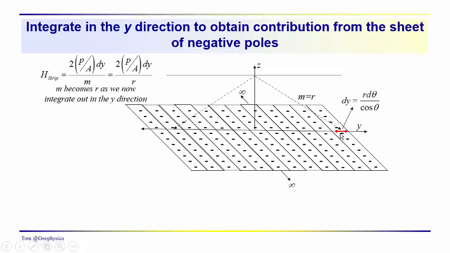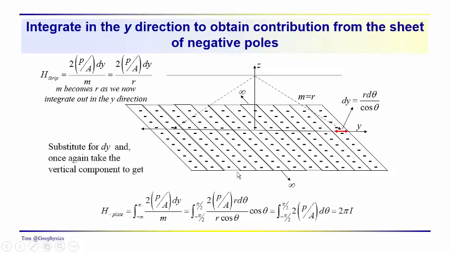So just like we did, we can substitute for dy. dy is going to be r d theta over the cosine of theta. And make that substitution. For dy, we get this integral here. Again, we're integrating from minus pi over 2 to pi over 2, 2 times the pole strength over the area times r d theta. The r's are going to cancel out.